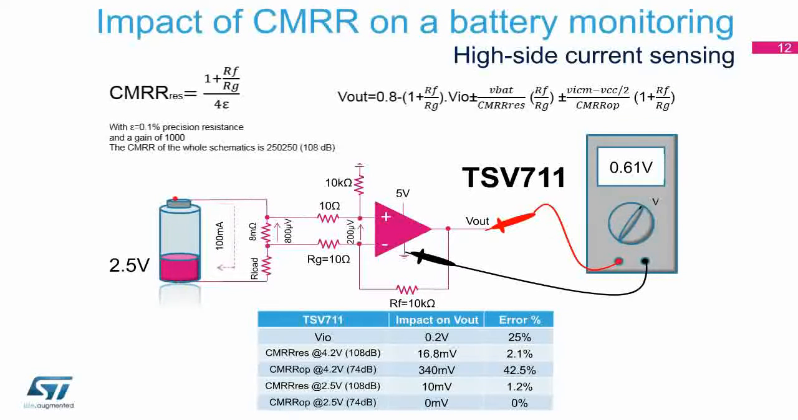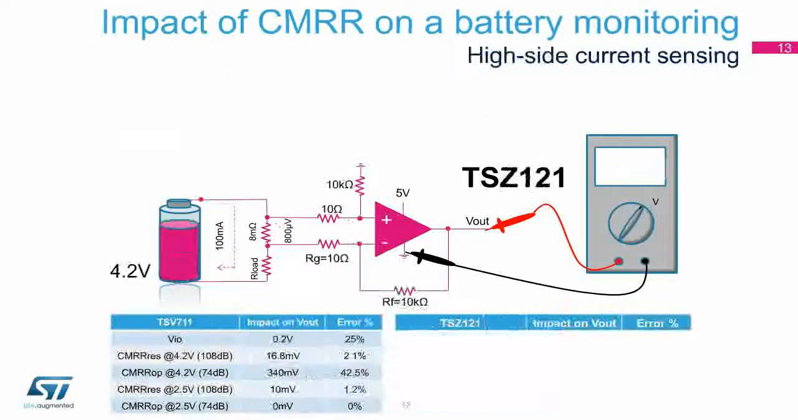We can see that when the battery is fully charged, the op-amp's CMRR is the main contributor to the accuracy of the current measurement. We can also clearly understand that the precision of the measurements will change depending on the voltage level of the battery due to the CMRR of the TSV711 amplifier. Let's keep this application in mind, but replace the TSV711 with the TSZ121 op-amp. The theoretical value of the output is still 800 millivolts without any error introduced by the op-amp itself.